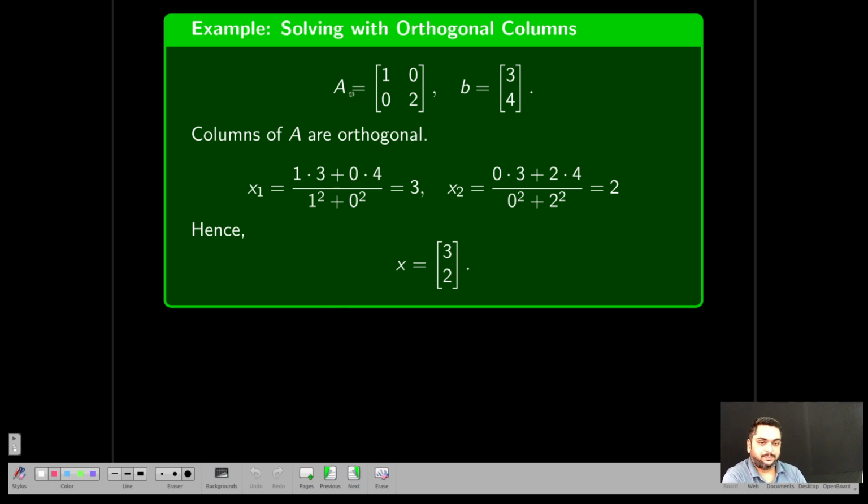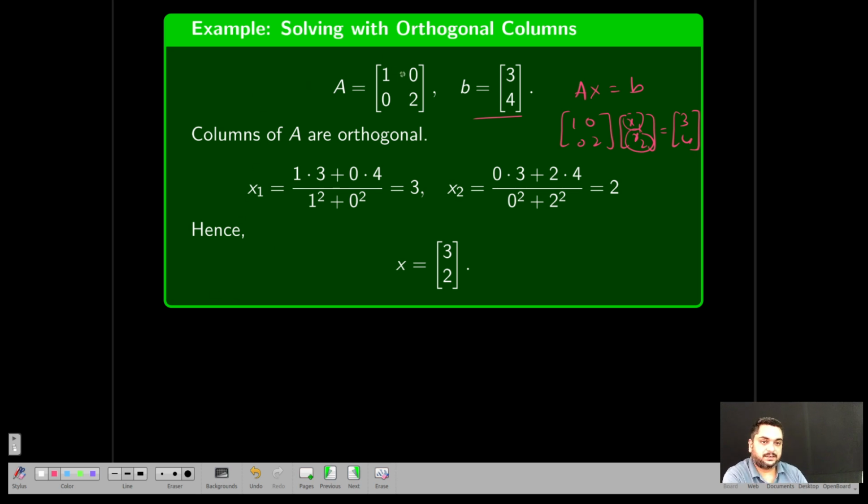Let us see this example. A equal to 1 0 0 2 and B is the vector 3 4. They are saying Ax equal to B. That is 1, 0, 0, 2, and say x is x1, x2, equal to 3, 4. Now you have to solve for x1 and x2. If they are orthogonal, then I can directly solve it like this.